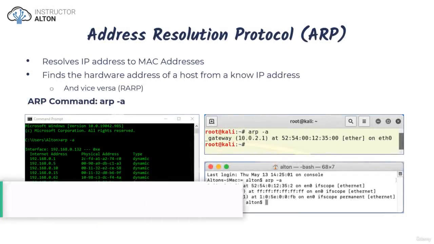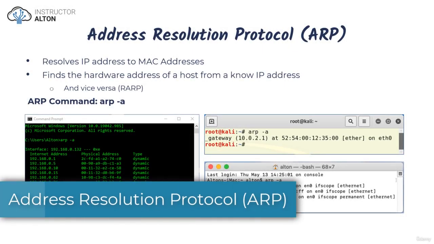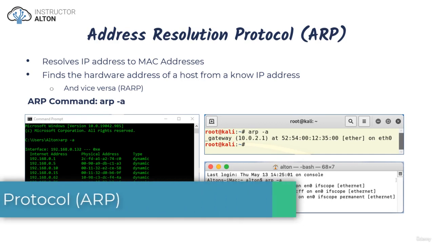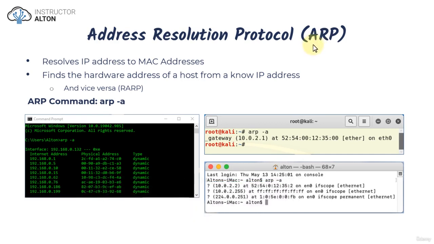So we're going to kick off our discussion talking about the network layer of the TCP/IP model by talking about the Address Resolution Protocol, better known as the ARP protocol. The ARP protocol has one simple purpose, and like its name implies, its purpose is to resolve addresses, specifically to resolve an IP address to a MAC address.